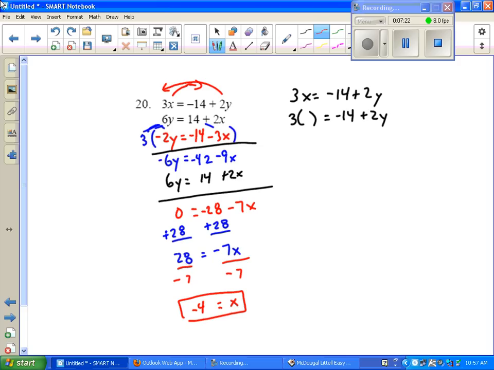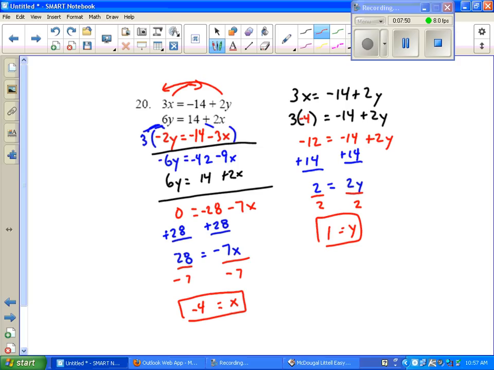Instead of 3 times x again, now it's 3 times -4, which when you put those two together gives you -12, equals -14 plus 2y. When you get rid of -14, you add 14 to do that. When you add it to the right, add it to the left to balance it, it gives you a +2. These will cancel and just leaves you with 2y. Get rid of 2 times something by dividing by 2. Do the same to the left, and y's value is a +1. So now you have x and y value. You put them in an ordered pair as x comma y, so -4 comma 1 would be your ordered pair, which would be the solution of your system.